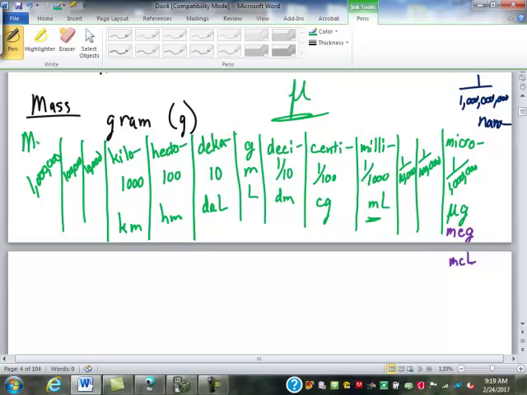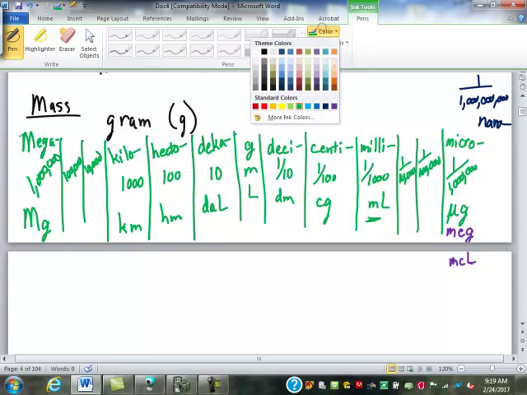The abbreviation for million is mega. You'll notice I put a capital M on mega because small m was used for milli. The mu was used for micro. They use capital M for mega. So a megagram is a million grams. It's not necessarily relevant for medical math, but a megagram is actually what they call a metric ton. It's 1,000 kilograms or a million grams.